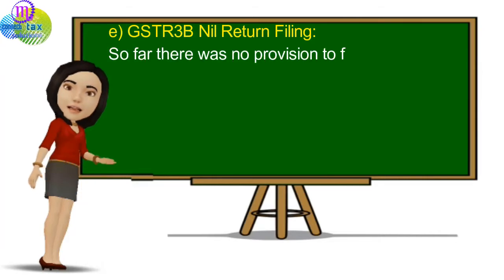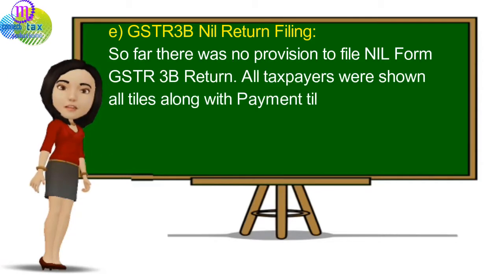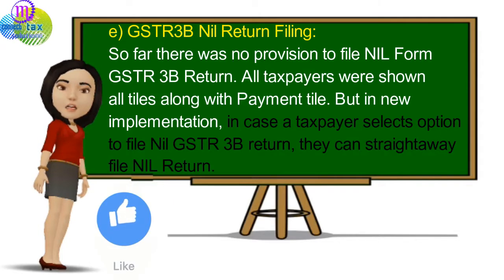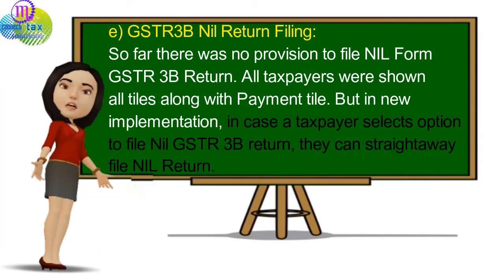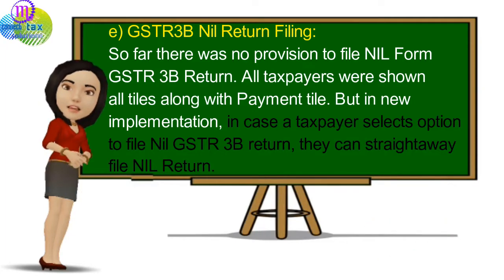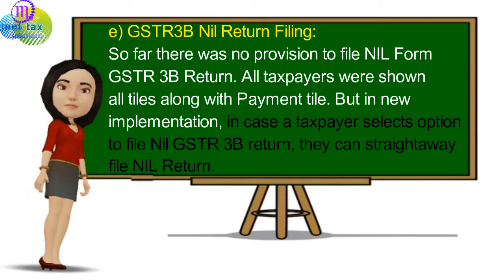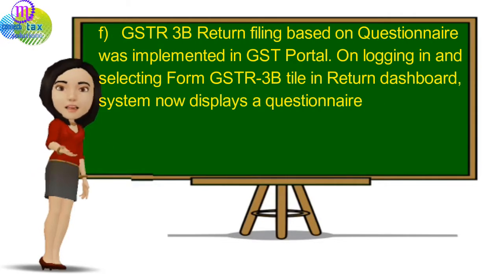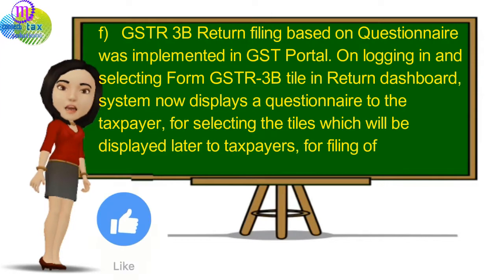E. GSTR 3B nil return filing. So far there was no provision to file a nil Form GSTR 3B return. All taxpayers were shown all tiles along with the payment tile. But with a new implementation, in case a taxpayer selects the option to file a nil GSTR 3B return, they can straightaway file a nil return. F. GSTR 3B return filing based on a questionnaire was implemented in the GST portal.